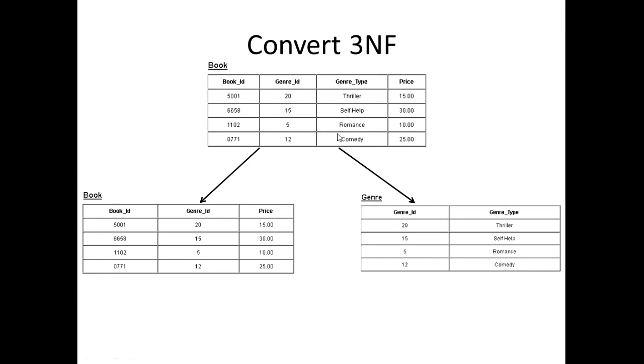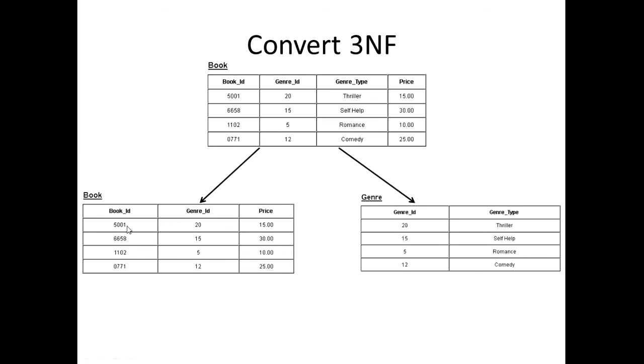Alright, so we have the table that we've seen in the previous slide, book table, and what we've done since then is broken up this table into 2 separate tables. So what you can see here in this book table is that the book ID no longer determines the genre type, but the book ID now determines the genre ID, and then from there the genre ID determines the genre type. So we have removed that transitive functional dependency.